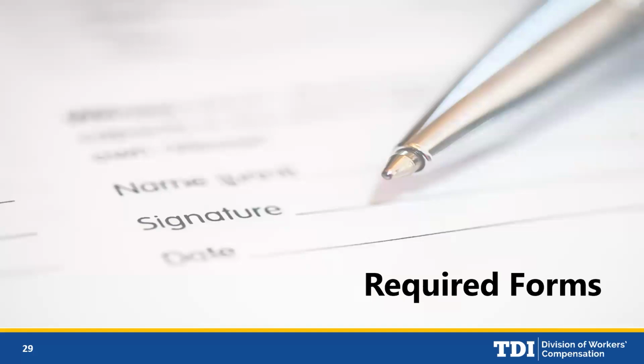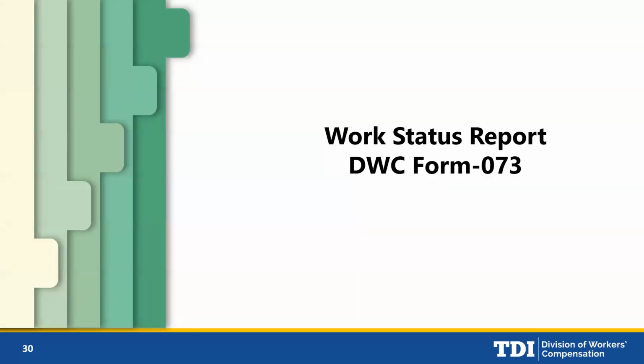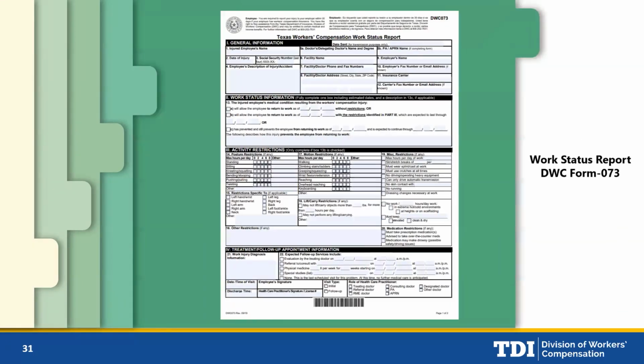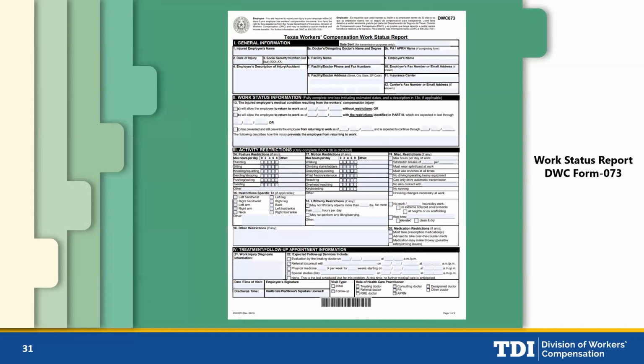So let's go over the required forms. Not all forms, but the basic ones, if you're a healthcare provider out there. The first one is the work status report, DWC form 73. This form looks like this. You can find it under F for forms. If you're under the workers' comp A through Z, go to F for forms. This is what the form looks like.